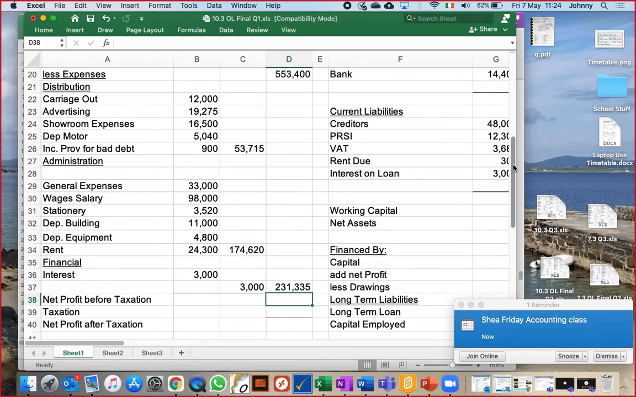Financial is only interest. People go bust because people are trying to sell goods, so I would put it into the expenses for selling goods. Distribution. Okay. Now, if you put it into administration, you would lose marks.